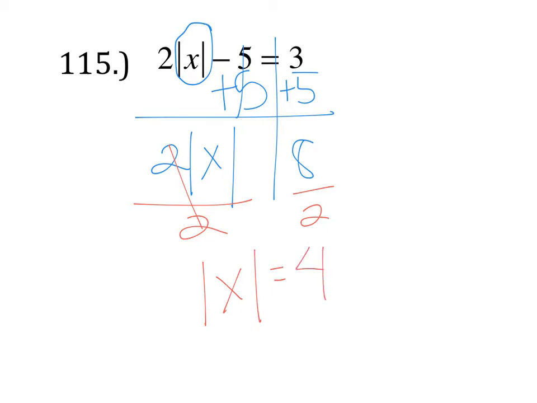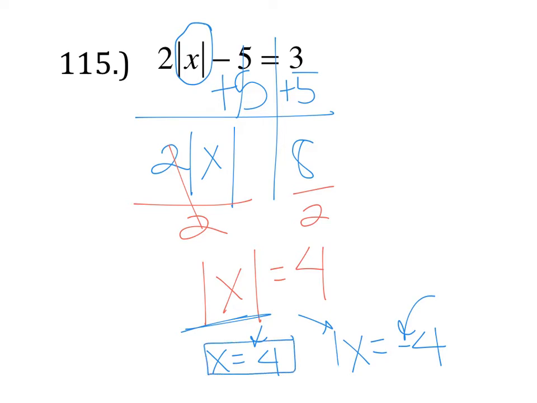So once this is isolated, we can now break it down into the 2 equations. So x is going to be equal to 4, and then x is going to be equal to negative 4. So you always change the sign of the second one. And since x is by itself, that is it.